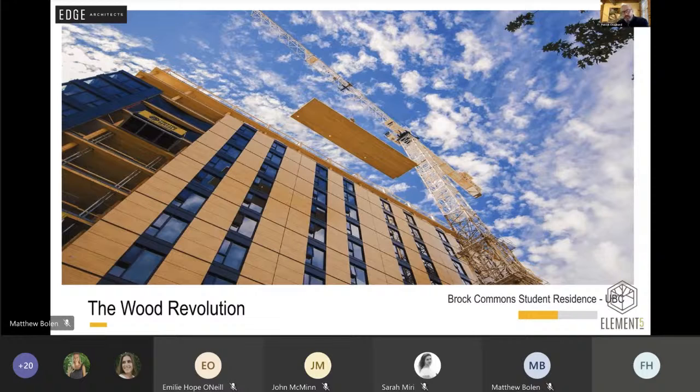And what we've created for the affordable housing solution, or for the affordable housing crisis in the Ontario marketplace, is a similar type of building, but just of smaller scale. Next slide, please.